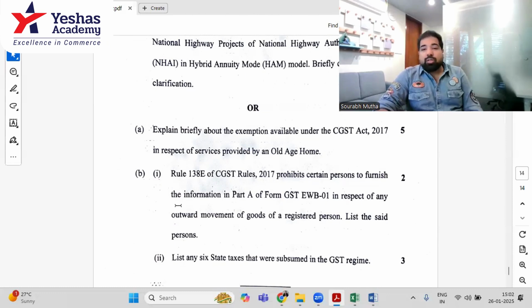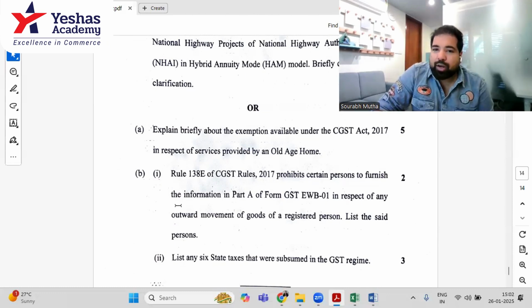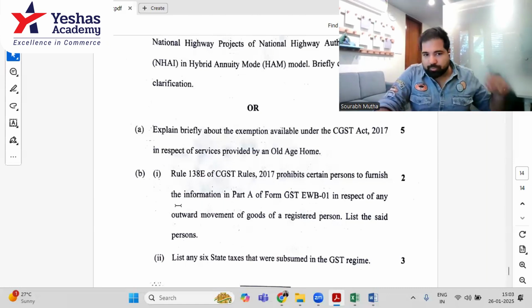I don't think we have too much to write here for 5 marks. But again, if you write this, this is all there is in ICAI material also. So don't worry about it. You'll get your marks here.